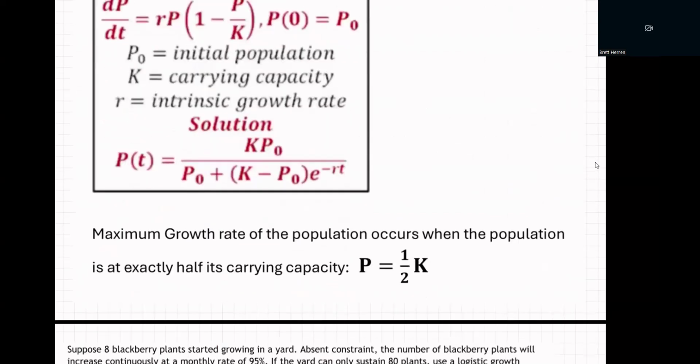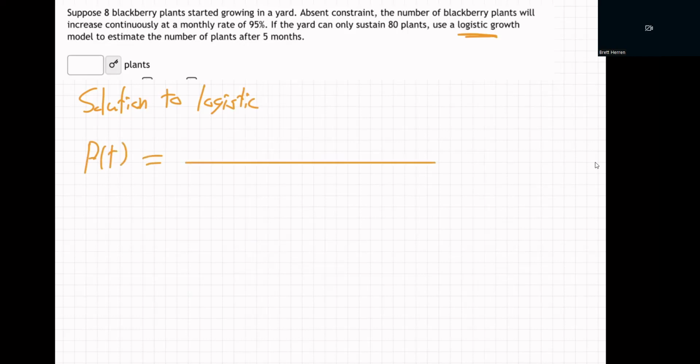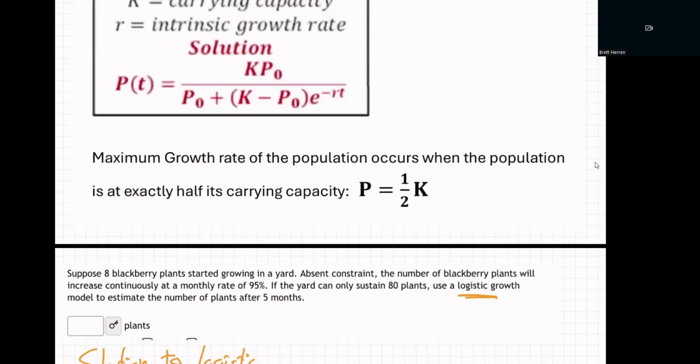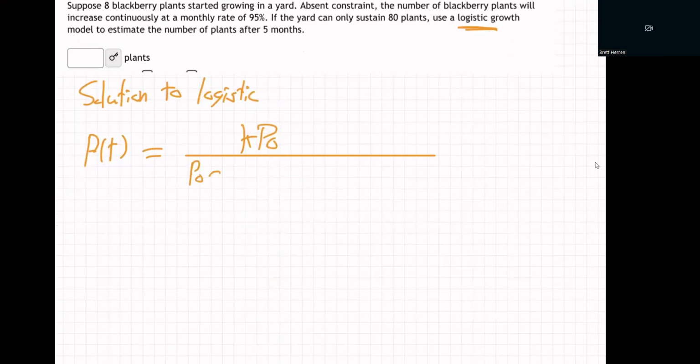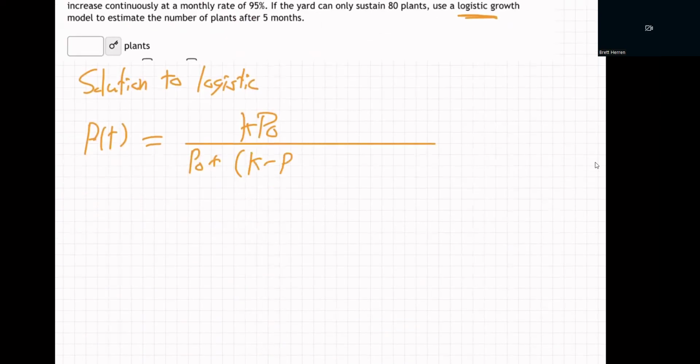There it is. P of t equals K P0. Let's write that down. So the solution to the logistic, logistic growth means growth with a ceiling, growth with a maximum. It says P of t equals K P0 over P0 plus K minus P0, e to the minus rt. It's a fraction here.